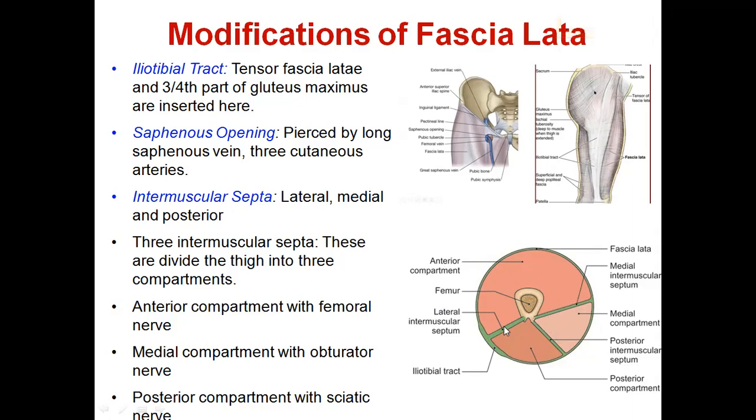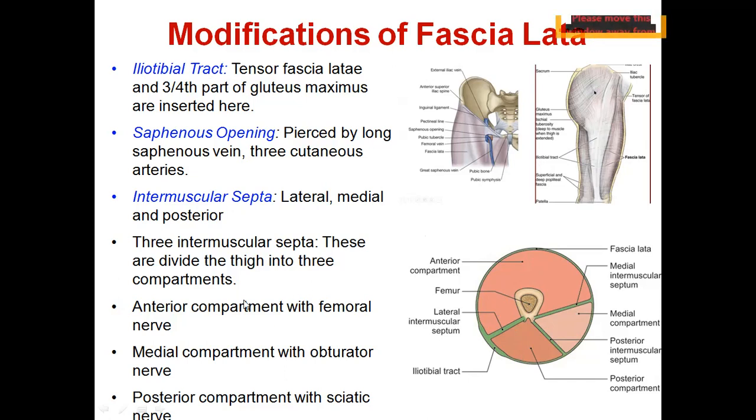In front of the medial and lateral intermuscular septa, what you see in front is the anterior compartment. Between the medial and posterior septa, we have the medial compartment, and between the lateral and posterior intermuscular septa, we have the posterior compartment of the thigh. So that means we have anterior, medial, and posterior compartments. If you observe, we do not have any lateral compartment muscles. That's the reason in the lateral aspect of the thigh, the deep fascia is thickened to form the iliotibial tract.